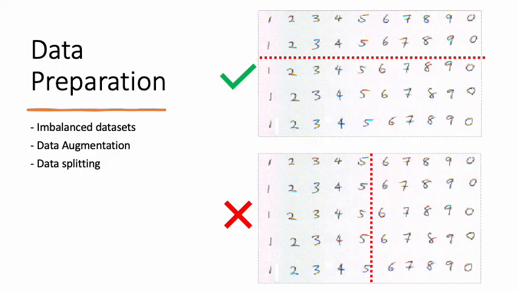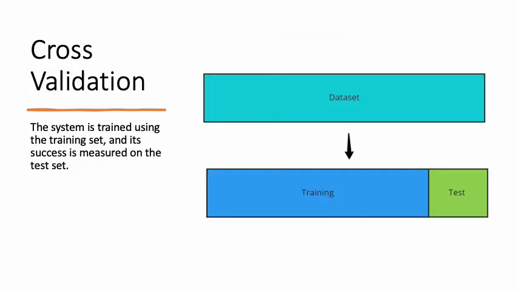The most used method for splitting data is cross-validation. Cross-validation methods involve dividing the dataset into two parts: a training set used to train the model and a test set used to evaluate the model's performance on unseen data. The system is trained using the training set, and its success is measured on the test set.